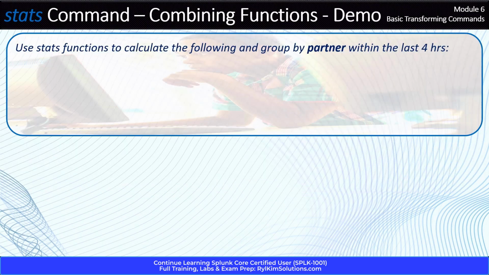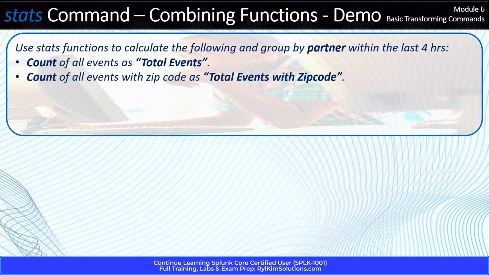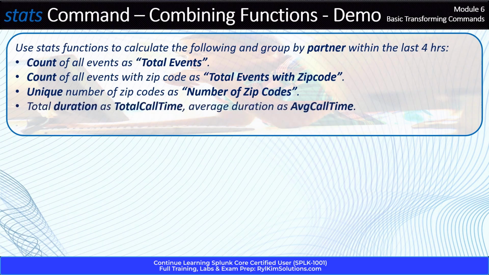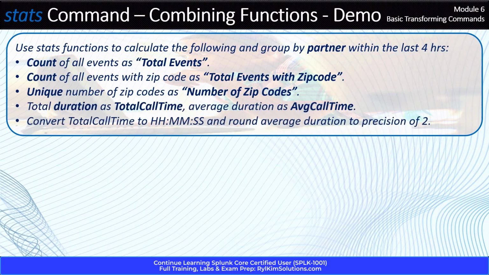So in our demonstration here, we are going to be using stats functions, and then we're going to group by partner for the last 4 hours. The first one, we're going to count all events and call it total events. We are going to count all events with zip code and call it total events with zip code. We're going to take the unique count of zip codes as number of zip codes. And then we're going to get the total duration as total call time, average duration as average call time. And then ultimately, we're going to convert the total call time to hours, minutes, and seconds, and also round the average duration to a precision of 2.